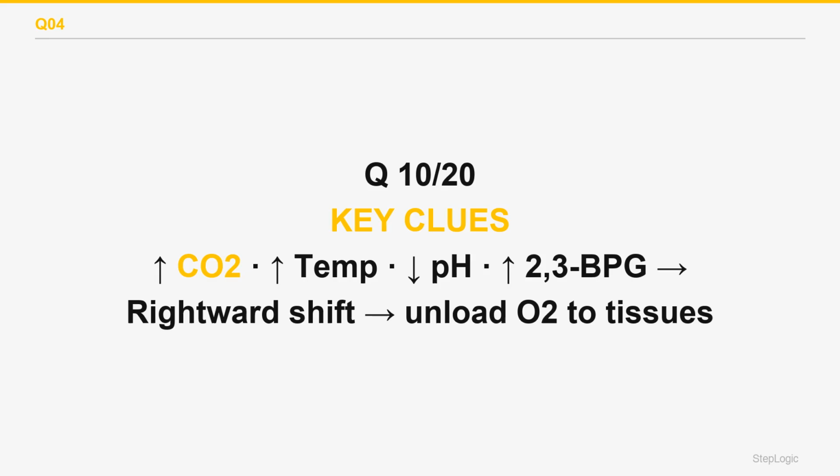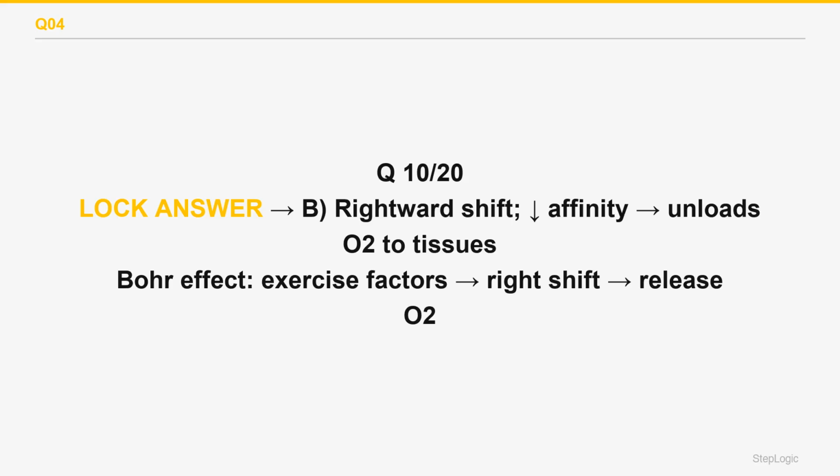This is exactly what active tissue needs. Hemoglobin lets go of oxygen more readily, unloading it where metabolic demand is highest. This is the Bohr effect. The acidic, CO2-rich, warm environment of working muscle promotes oxygen release.